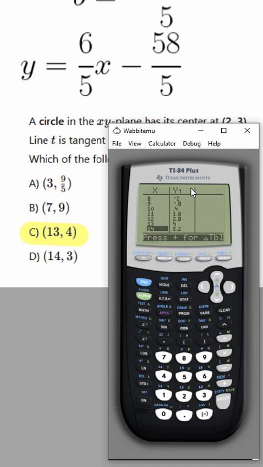You really want to become comfortable and familiar with how to use your calculator. We are just trying to get as many questions done correctly as quickly as possible. There's no bonus points for doing the algebra. SAT doesn't care, colleges don't care, just get the points, get very comfortable with your calculator.